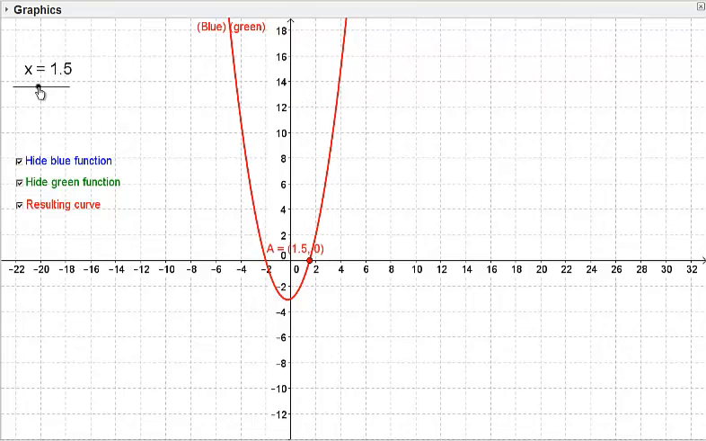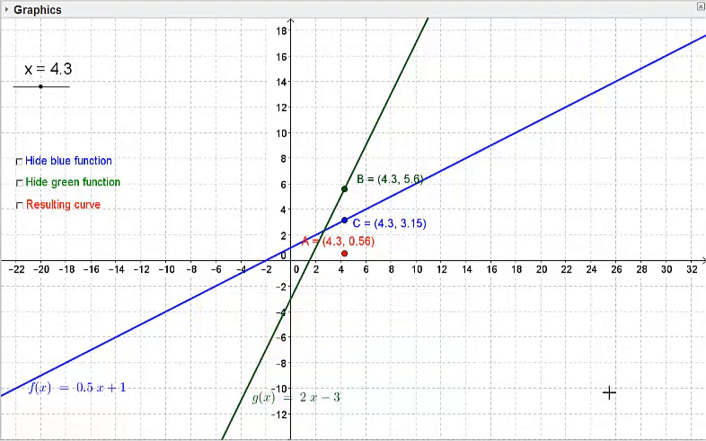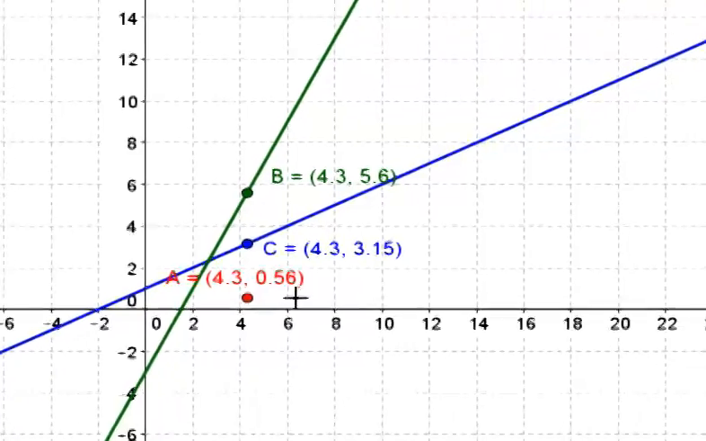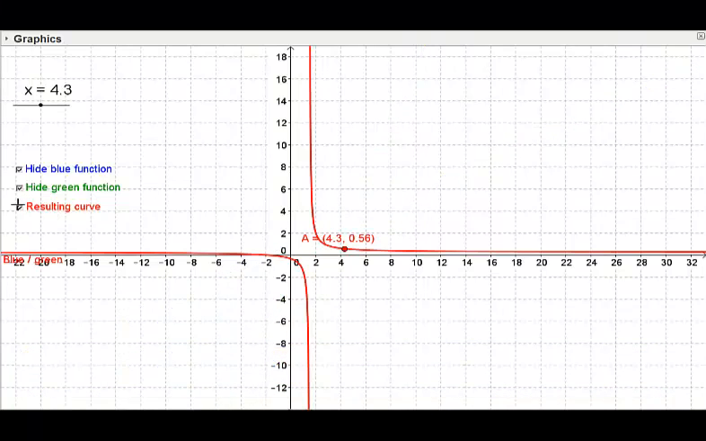In fact, it forms a quadratic function. And finally, it's no surprise that the last operation I'm going to do is division. Just check 3.15 divided by 5.6. Yeah, it sounds about right. What's surprising here is to see what kind of a curve you end up with. That's the result of dividing a linear function by another linear function.